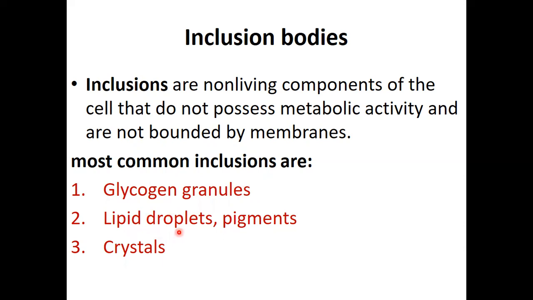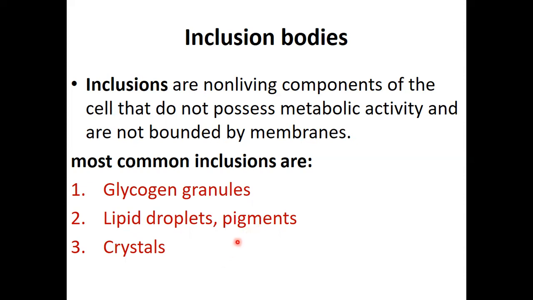Other inclusion bodies include lipid droplets. Lipid also is useful for energy production. So in cases where there's little supply of carbohydrates, lipids are broken down to produce ATP. Apart from that, these lipid droplets give color or pigmentation to cells. So cells will show a different color from one another because of the type of lipid granules or droplets they have in their cytoplasm.